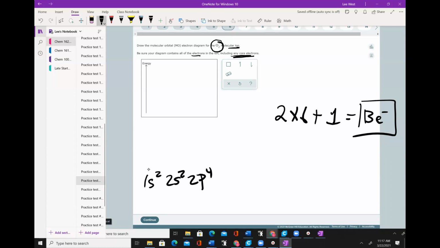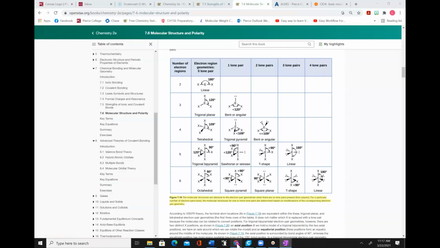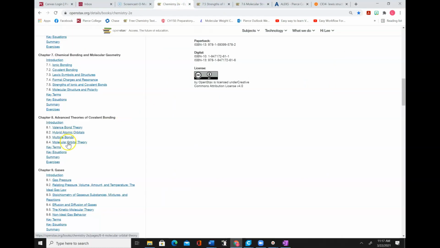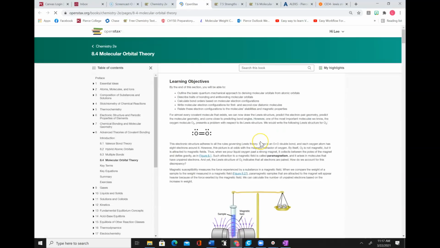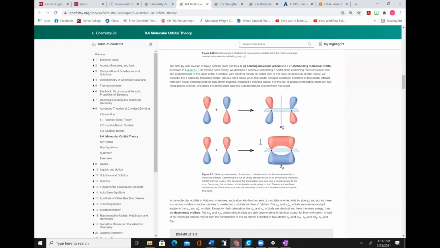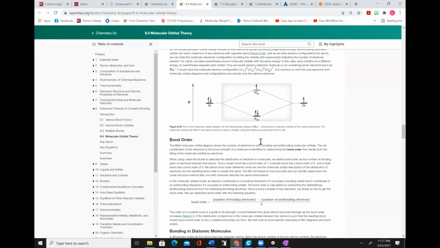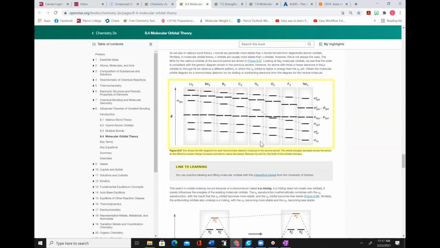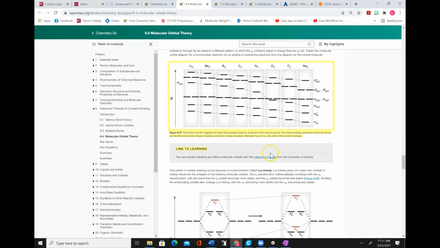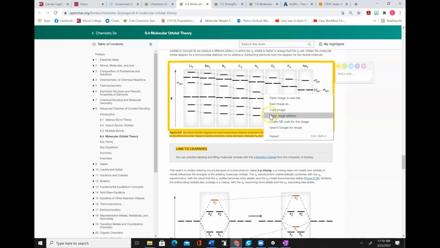Now, your key here is to go to your book and to go to chapter 8 in your book, and you might want to make a note of this. Here it says molecular orbital theory, go there, and then you'll find that right near the end is a table where all of these molecular orbital diagrams are given to you. And sure enough, there's the one for O2. There's the order of the orbitals. And then here are the labels for them. Okay, so I'm just going to grab that one and bring it over.